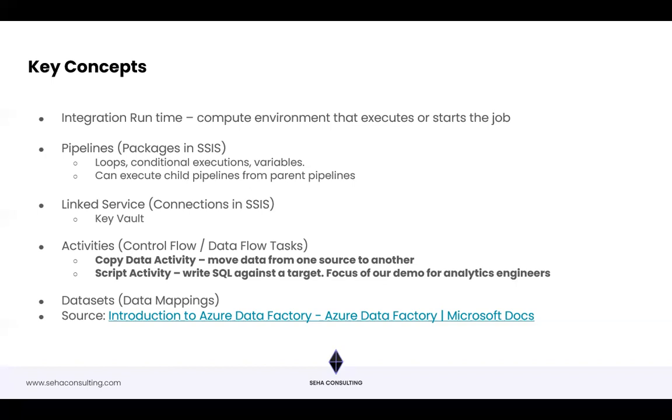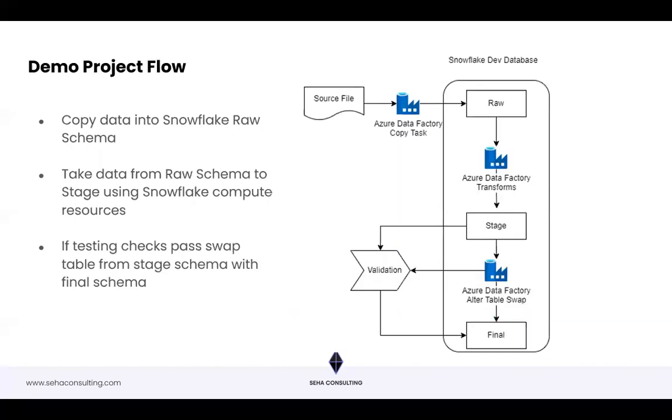When you're doing a copy data activity, there's no real transformation that's happening. Then we have the script activity, which I introduced in the previous slide. This is what we're going to show if you want to write SQL against your target, which in our case supports Snowflake and SQL Server. This is what we're going to use to create our curated data set from the raw data that we're going to bring into Snowflake. Datasets are your logical data mappings to your source data. You can have it mapped to an actual table, or you can write a SQL query against it. So we'll talk about that as well.